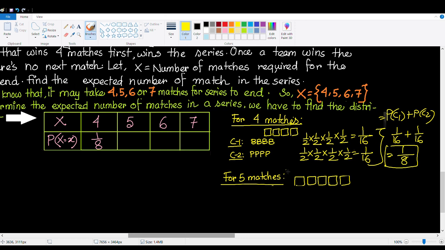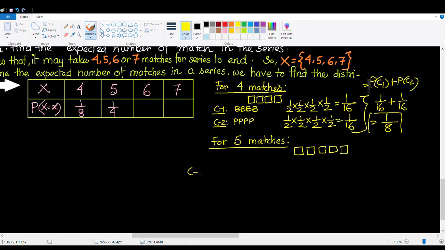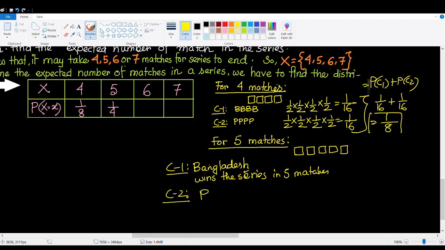What is the probability? So this is the tricky part of this problem. Listen very carefully. Like 4 matches, we have 2 cases here. Case 1 would be Bangladesh wins the series in 5 matches, right? And case 2 will be similar for Pakistan. So we know that if we determine the probability of case 1, multiplying the probability by 2 will give us the sum of both of these cases, right? Because both of these probabilities are same. So we are going to calculate the probability for case 1 first.